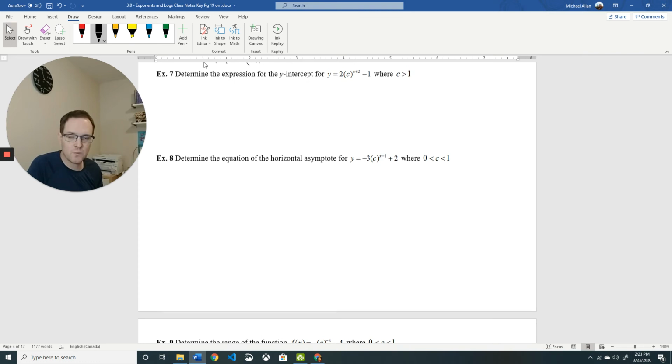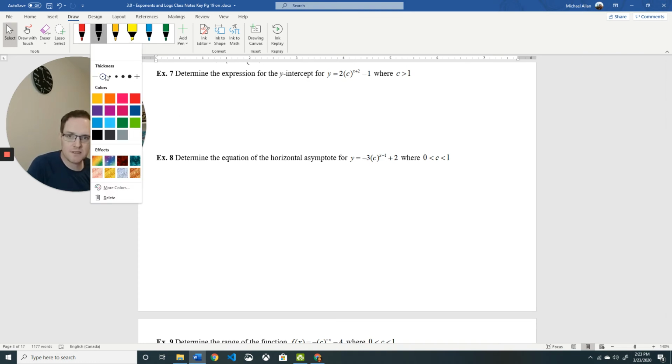It says here determine the expression for the y-intercept. Now remember to find the y-intercept.